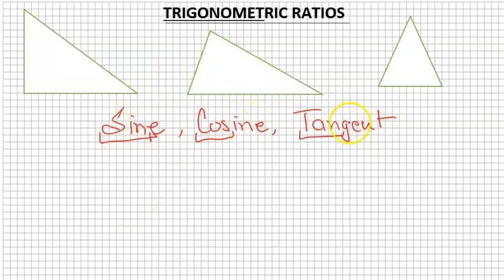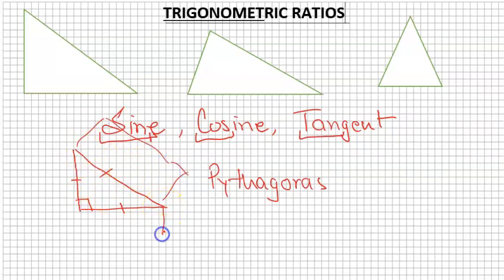Now what exactly are these sine, cos and tangent? There was a mathematician and philosopher, Pythagoras. Pythagoras gave the relation between the three sides of a right angle triangle. He said the square of this side is equal to the sum of the squares on the other two sides. That is, the Pythagoras theorem is known as a square plus b square is equal to c square.